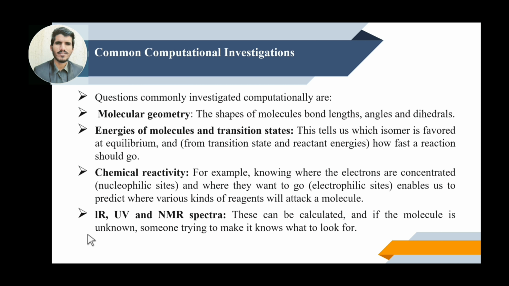Next we have IR, UV and NMR spectra. Using computational chemistry we can evaluate IR, UV and NMR spectra, which are different types of spectroscopies. These are the different things that we can calculate using computational chemistry.